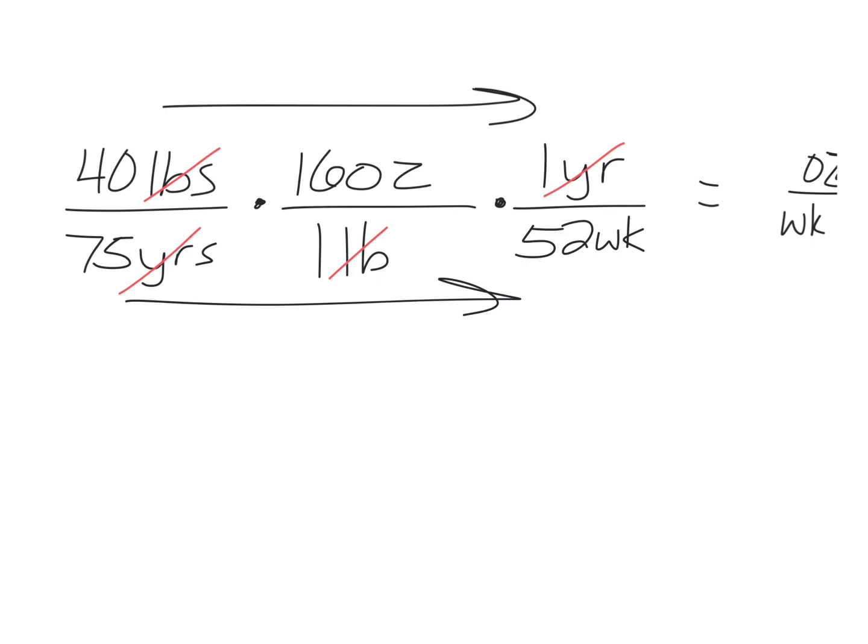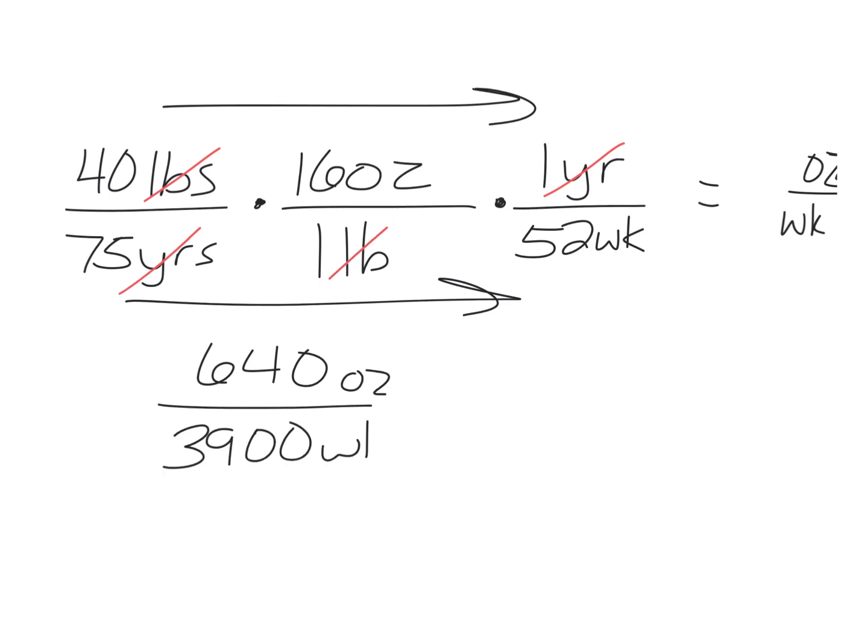So we have 40 times 16, 640, divided by 75 times 52, 3,900. And then what's my last step here? Divide. 640 divided by 3,900, you get about 0.16. What's my label? Ounces per week.